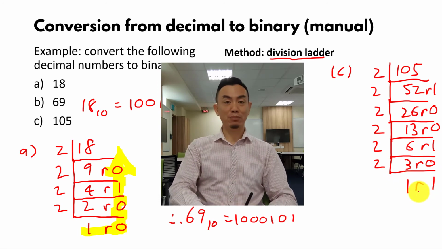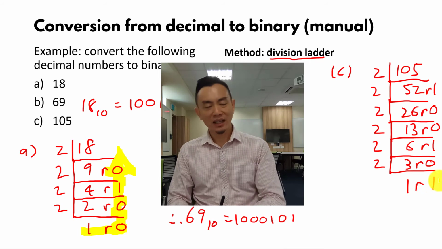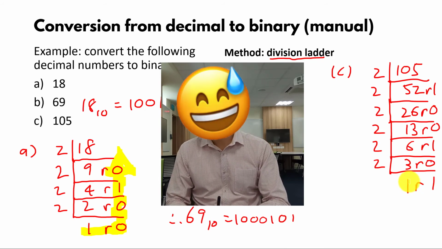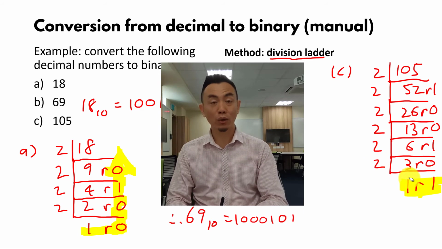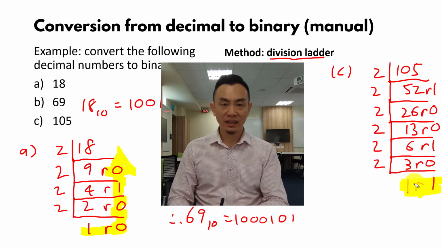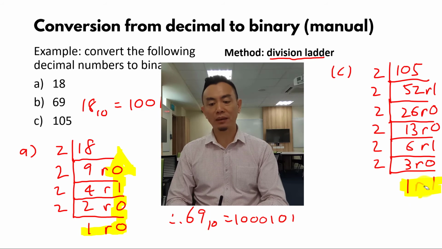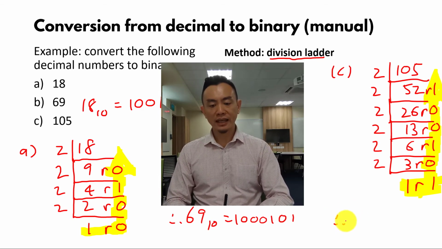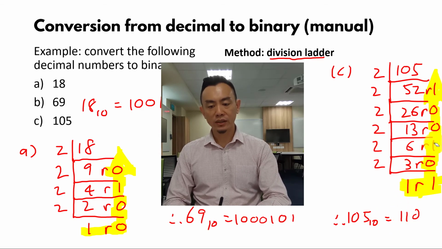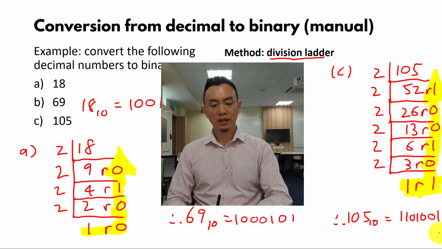This is the important step here that sometimes I also miss: for the last one, you get two numbers, the quotient and the remainder. These two have to come. So you get 1 remainder 1, and you have the rest here, reading from bottom up. And so we say that 105 base 10 is equal to 1101001 base 2.